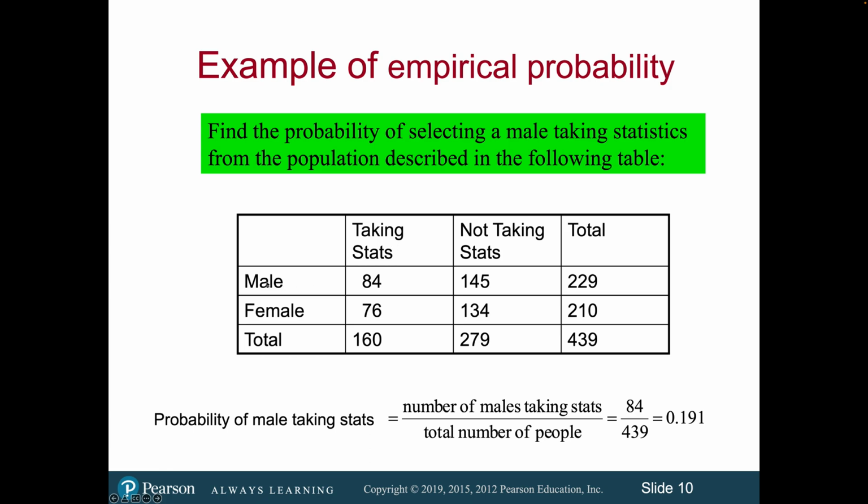So it looks like what we have is gender, and they have coded this dichotomously as male and female, and whether or not the student is taking stats. So they either are or they are not. So find the probability of selecting a male taking statistics. It looks like we have 84 who are taking stats and male. So we would take 84 over the total of 439. So we would have a probability of 0.191.